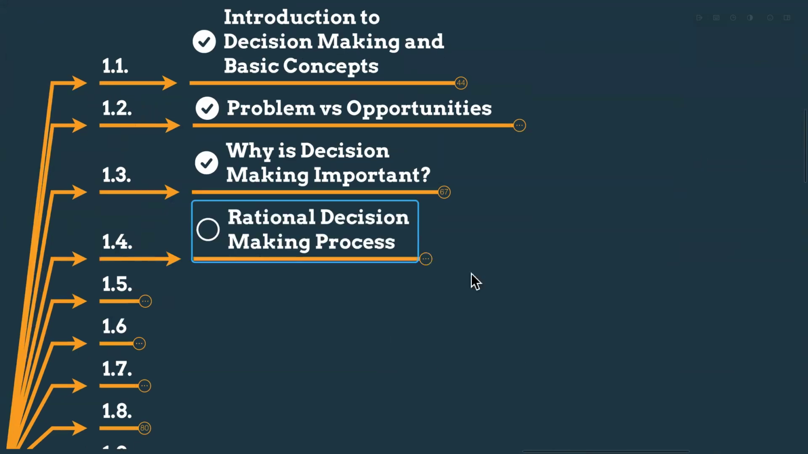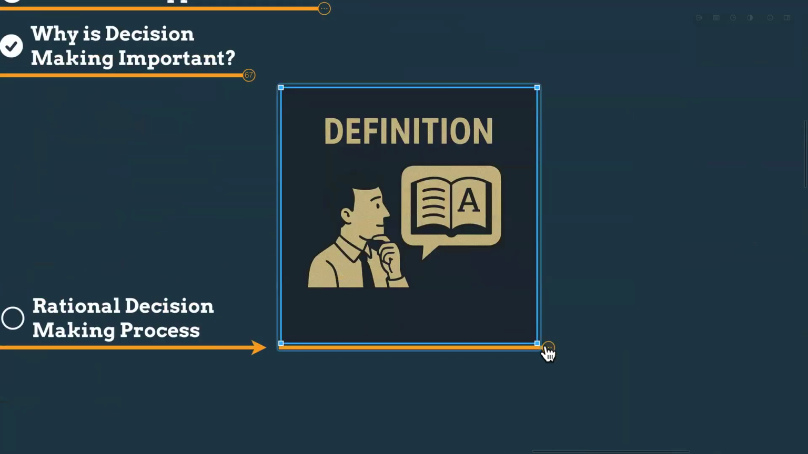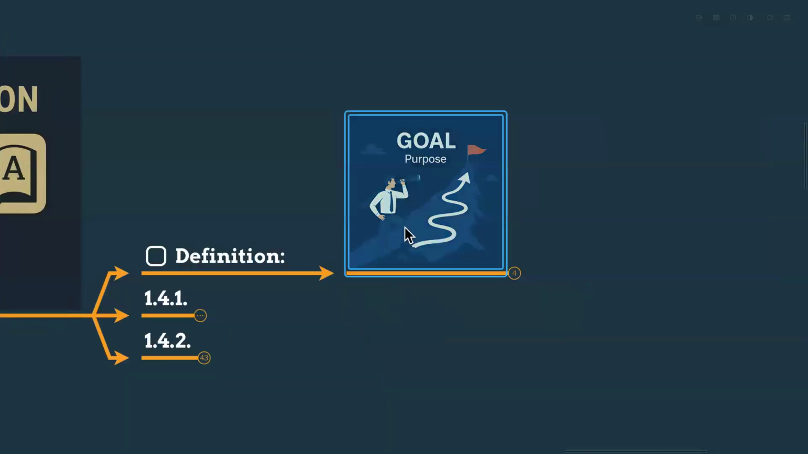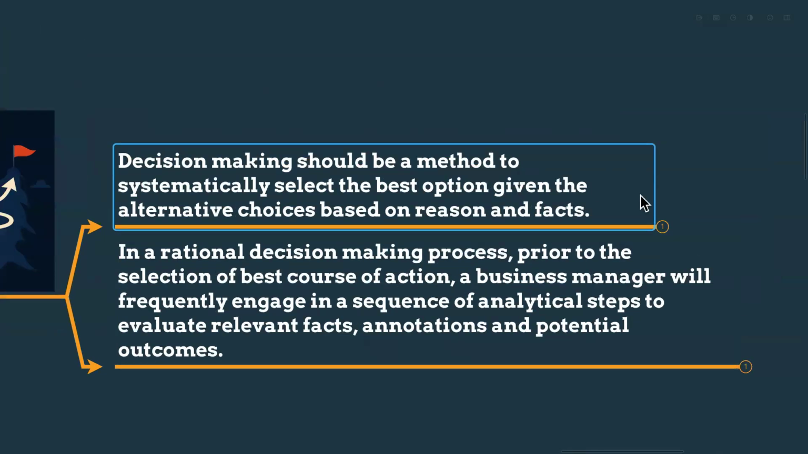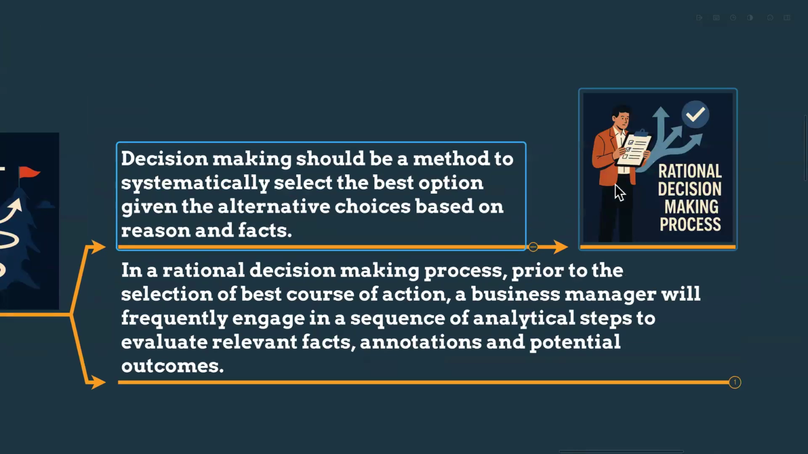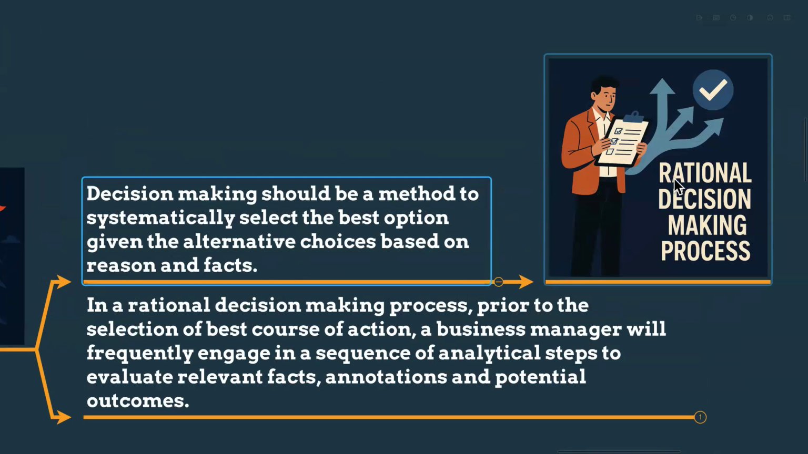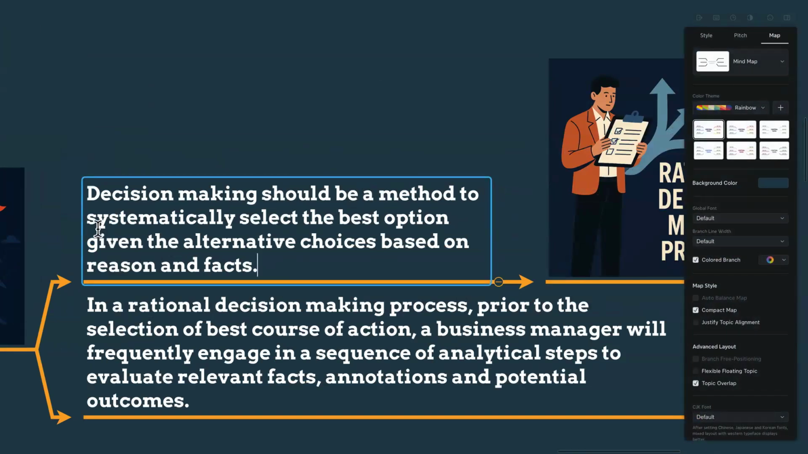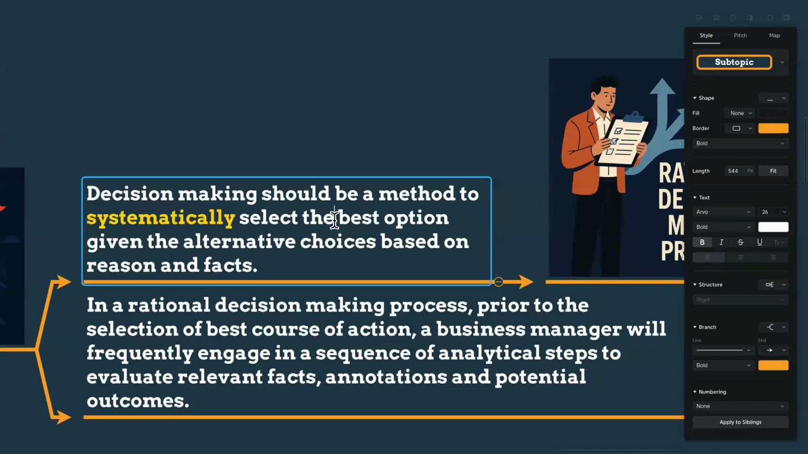And let's think about the rational decision making process, right? Rational means practically how we can make a decision. So the goal, let's think, is that decision making should be a method that systematically selects the best option from the alternative choices, based on reason and facts. Simply, it should be a systematic method. You have to have a systematic approach, right? You have to do first this, second this, to select the best option, right?